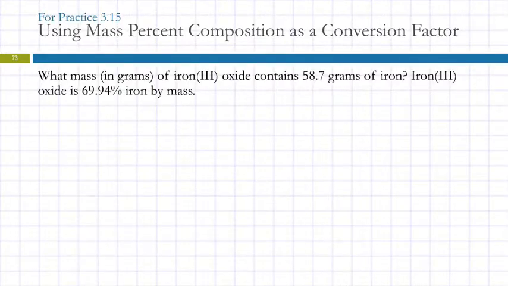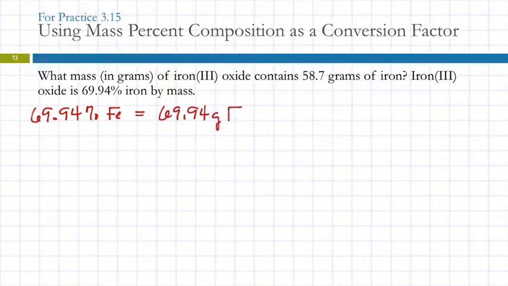Let's do an example. What mass in grams of iron 3 oxide contains 58.7 grams of iron? Iron 3 oxide is 69.94% iron by mass. So 69.94% iron. We can rewrite that. That is 69.94 grams of iron per 100 grams of iron 3 oxide.